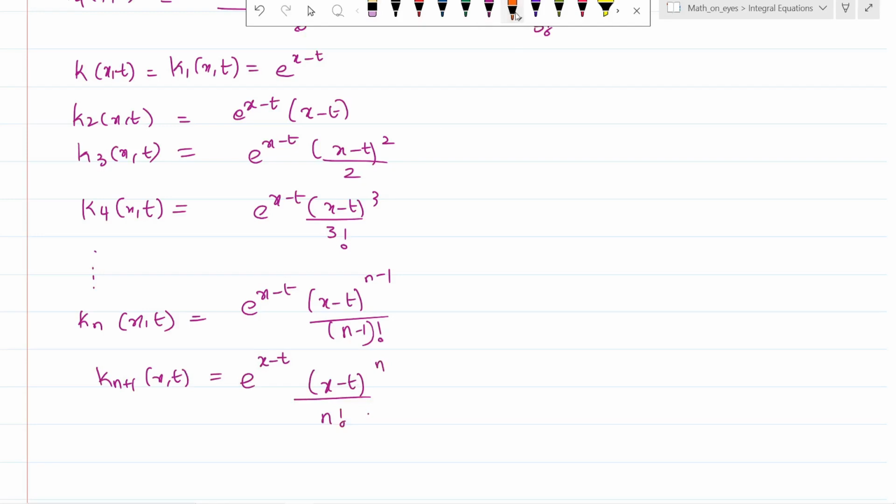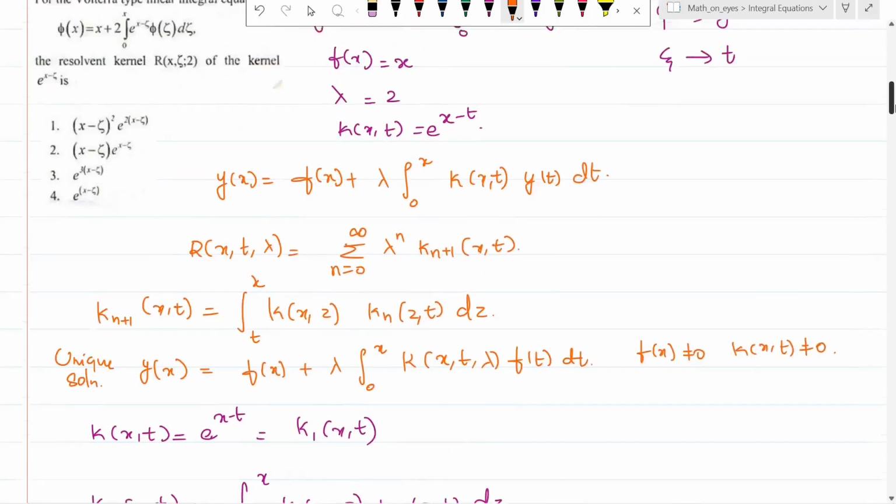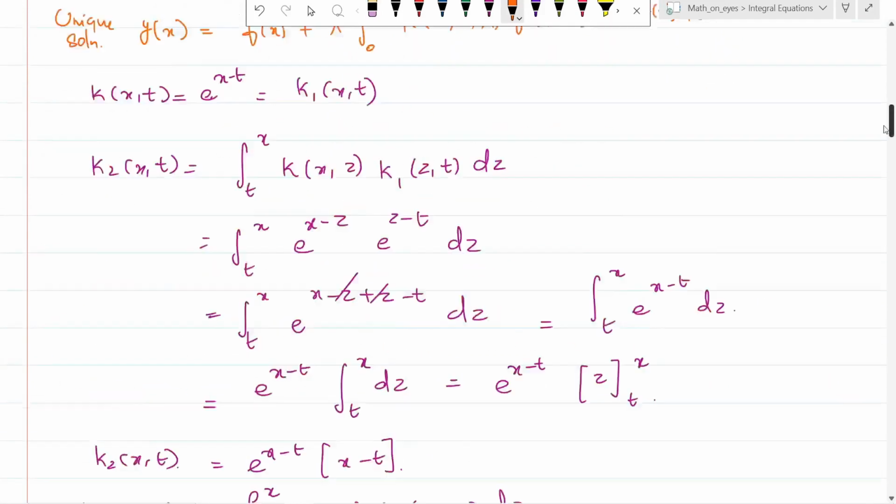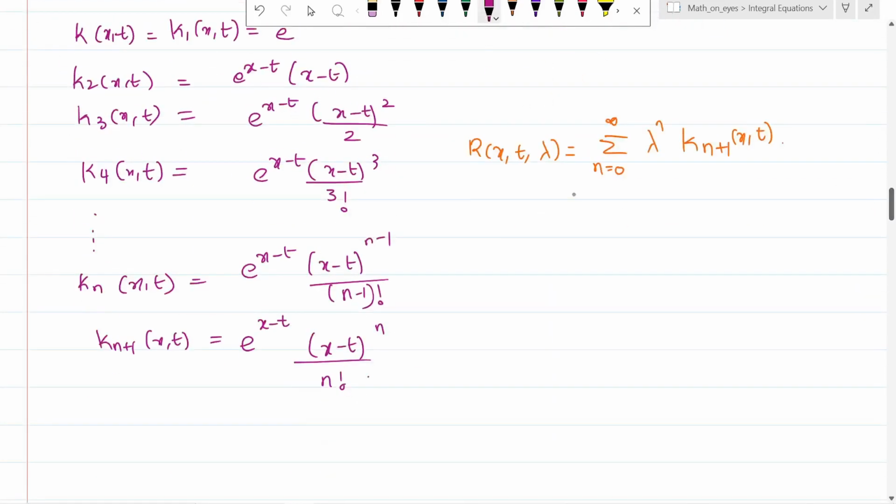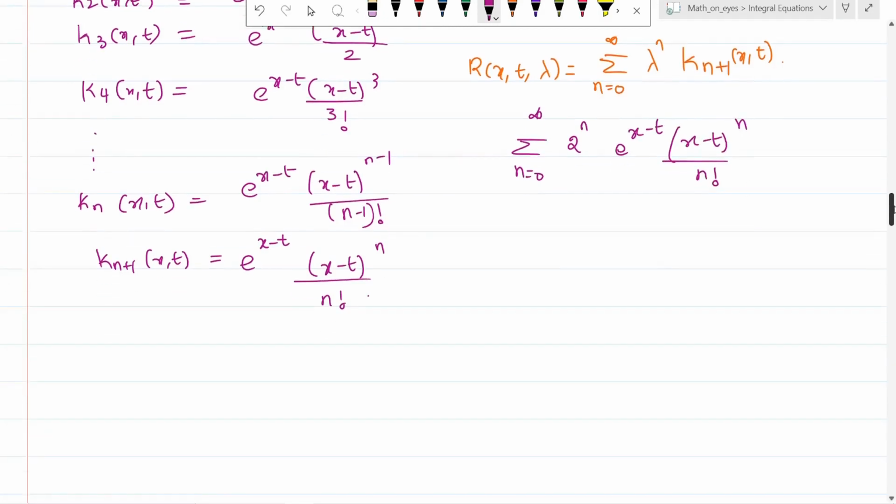So what is the formula for the resolvent kernel? R of x comma t comma lambda is equal to the summation from n equal to 0 to infinity of lambda power n into kn plus 1 of x comma t. Here our lambda is equal to 2 in the problem, and then f of x is x. Lambda equal to 2 means the summation from n equal to 0 to infinity of 2 to the power n into kn plus 1 of x comma t. It will be equal to e to the power x minus t into (x minus t) the whole power n divided by n factorial. So what is the summation of this series?